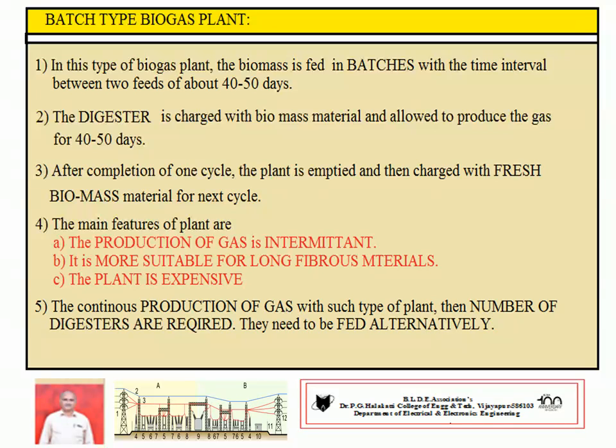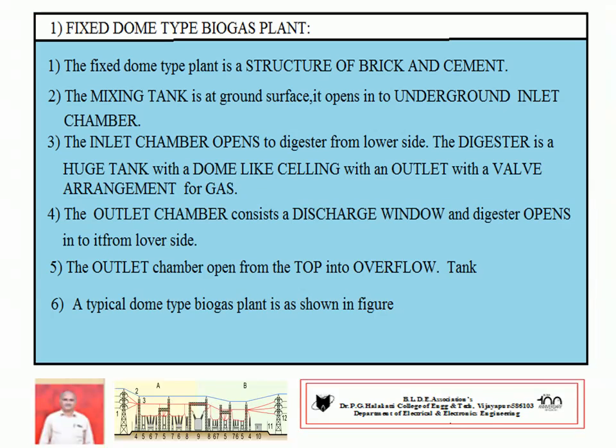Second, it is more suitable for fibrous biomass materials. The plant is expensive. In this type, we again have two categories. Number one, fixed dome type biogas plant. Number two, movable dome type biogas plant.